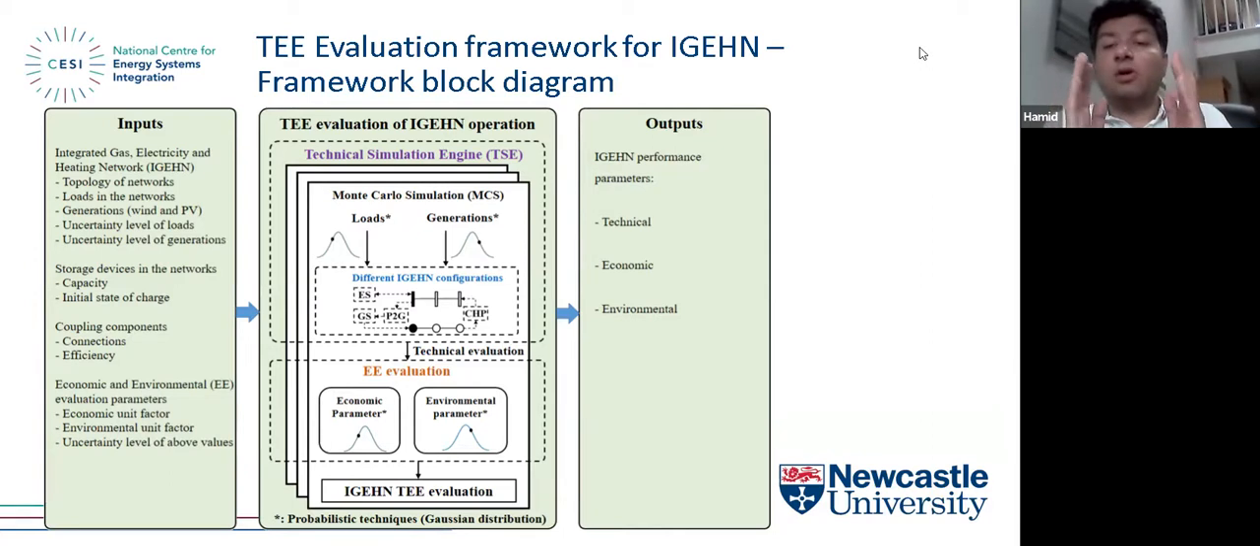The core of this framework is a technical simulation engine, which I'm going to present in the next slide. This TSE, technical simulation engine, performs a technical evaluation through a whole energy systems approach. If you have loads, generation, coupling components, and different configurations of networks, what's the impact on the technical evaluation? And technical means the amount of energy uptake from upstream.